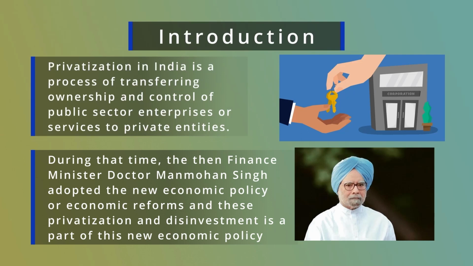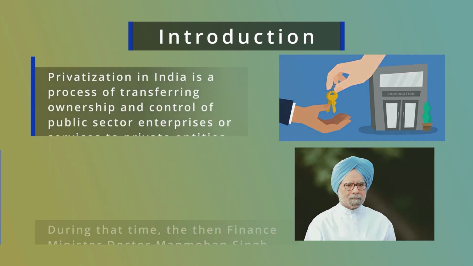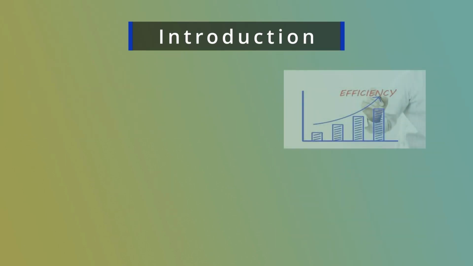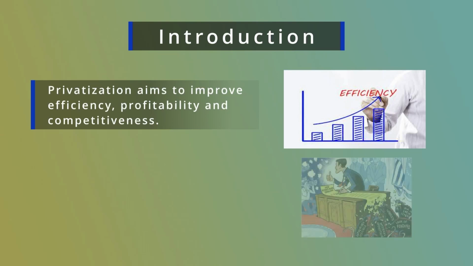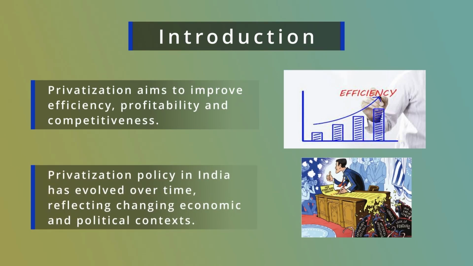And here the main objective is to overcome the financial deficit or the burden of the government. And this privatization also aims to improve the efficiency, profitability, and competitiveness in the whole of the economy, not only in the public sector. And in India, this privatization policy evolved from time to time, and the pattern of privatization also transformed from one phase to another phase.